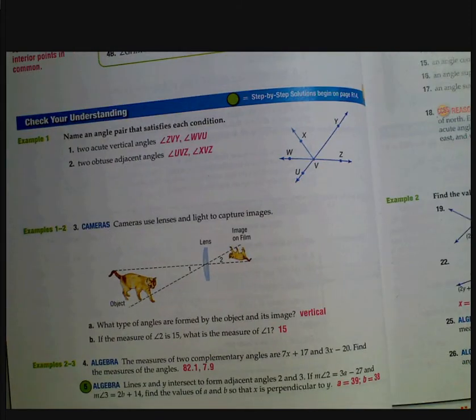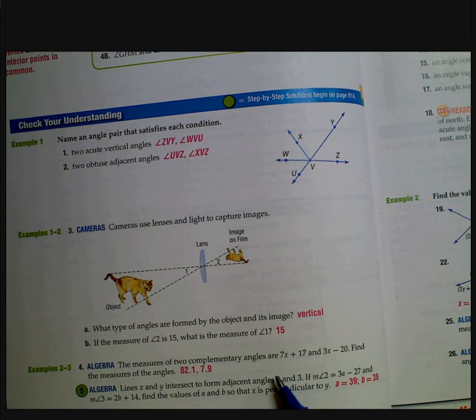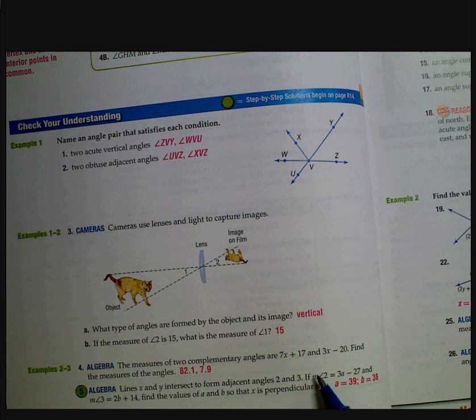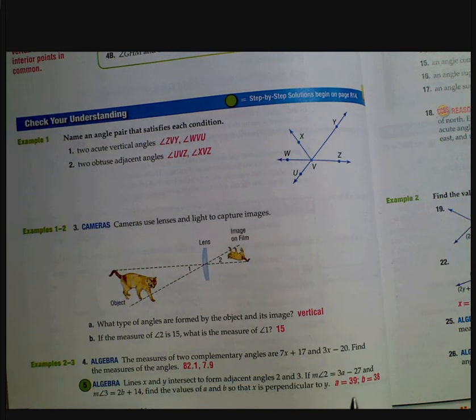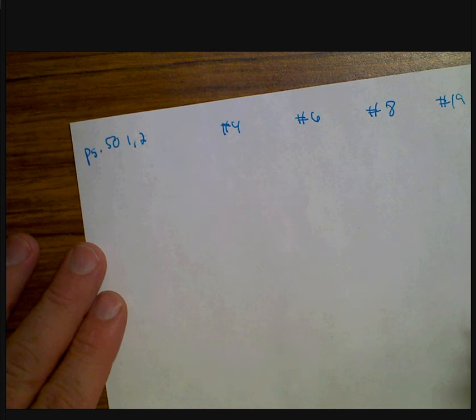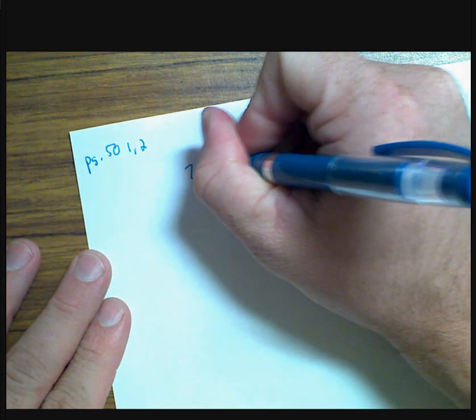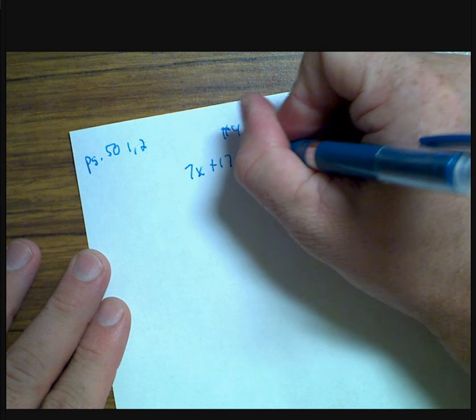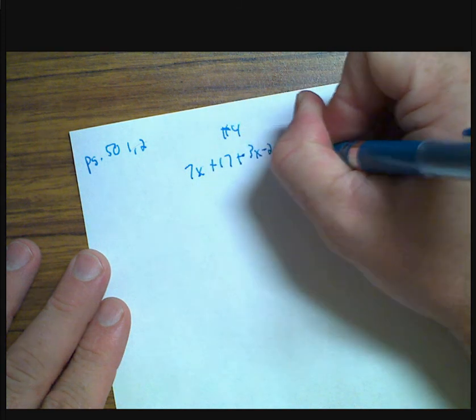So number 4, the measures of two complementary angles are 7x plus 17 and 3x minus 20. Find the measures of the angles. So complementary means that they add up to 90 degrees. So, let me go ahead and get started with that. So we would have 7x plus 17 plus 3x minus 20, and those have to add up to 90 degrees.